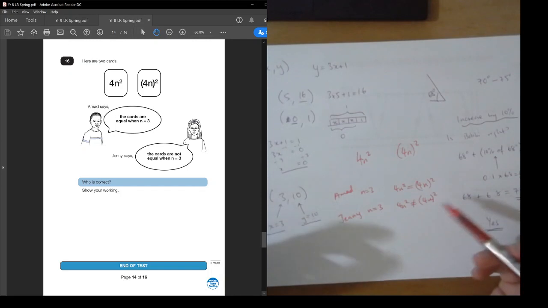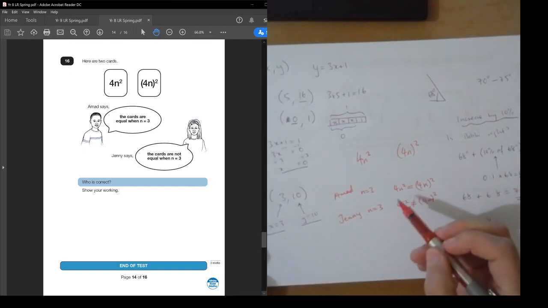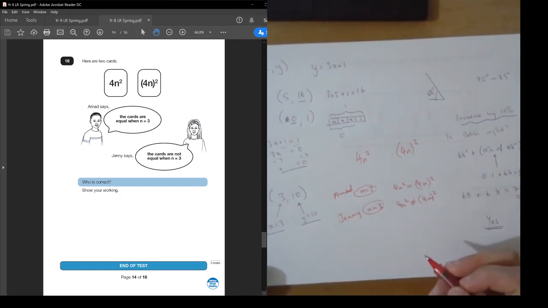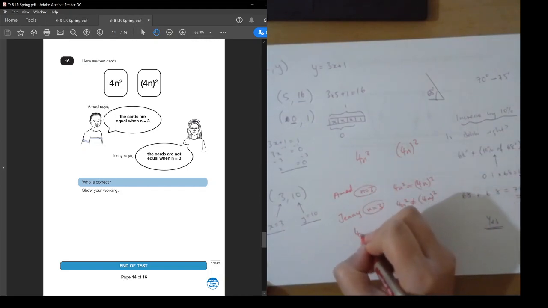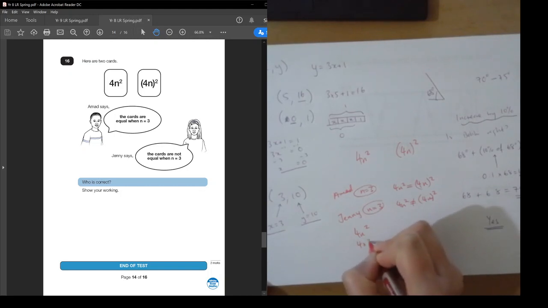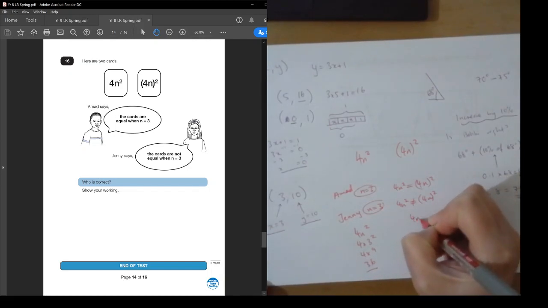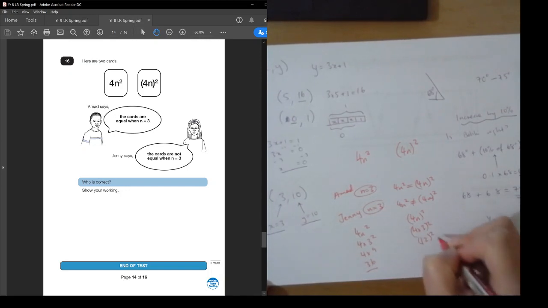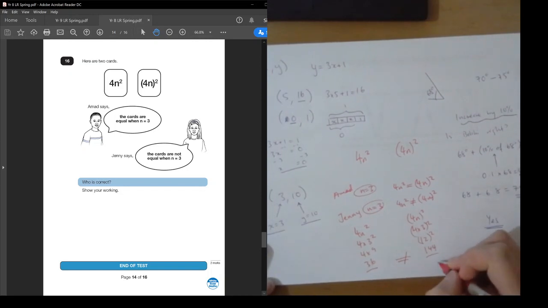Okay, so I don't need to go through any algebraic proof or anything for this. They've already given me what value I need to work with, so just work with that value. They've both got exactly the same value, so I only have to work it out once. I don't have to work it out twice. Okay, so when n equals 3, I've got 4n squared, that is 4 times 3 squared, which is 4 times 9, which is 36. This one is 4n in brackets squared, which is 4 times 3, which is 12 squared, which is 144. Okay, these two do not equal each other. So Jenny is right.